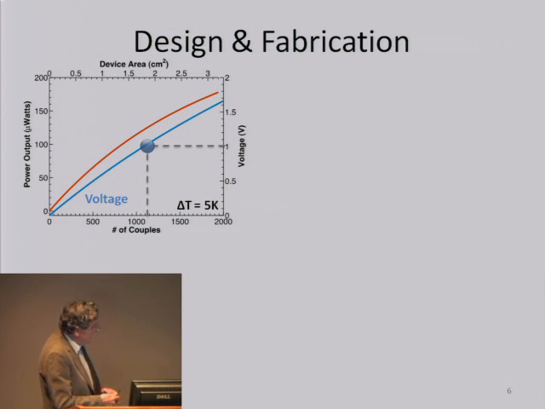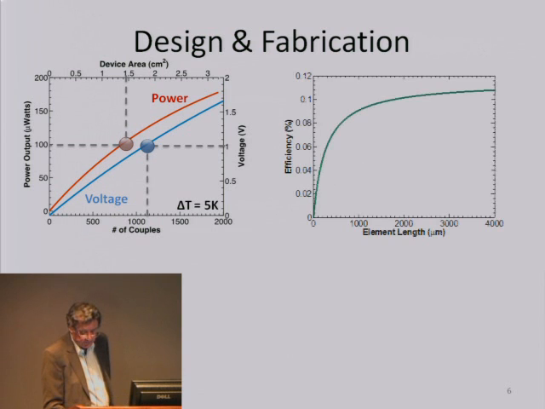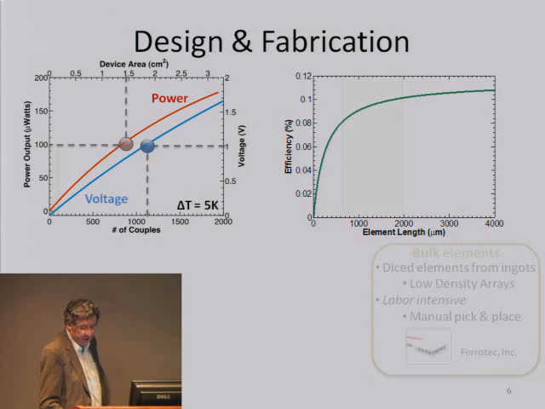And so we're going to need in excess of 1,000 couples and that kind of area, and we should be able to generate from that something of the order of about 100 microwatts for a delta T of 5K, which is not very much power, I think you'd recognize. And if you look at the efficiency with which this device generates electricity, it improves with the element length for reasons which I don't have time to go into. So you want something of the order of about 2,000 microns in length to have this thing work well.